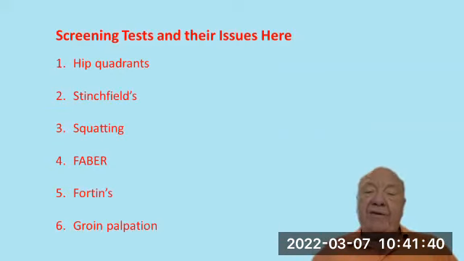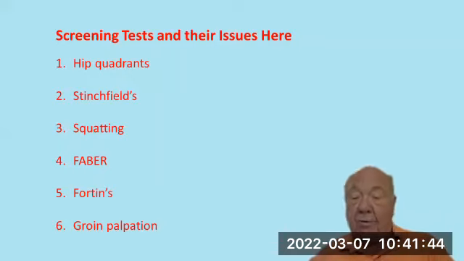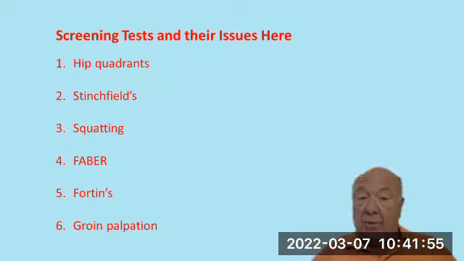As always, screening tests can play a really big role in ruling things out. High sensitivity allows you to rule stuff out. At least provisionally, you can move on to the more likely positives. So let's have a look at some of these. Hip quadrants, I think, is really a good test here. It's not specific, though. The quadrant will give you hip joint pain.